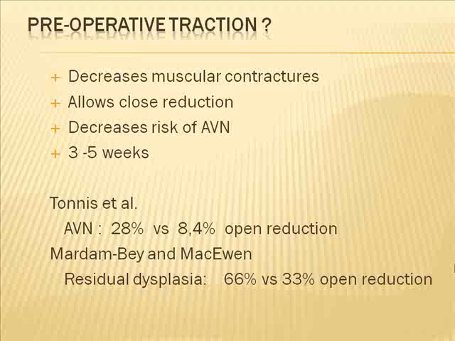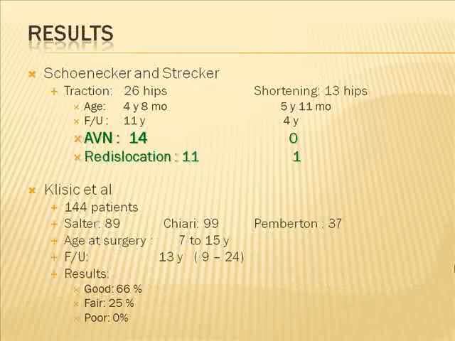And Tönnis and collaborators did a study in which AVN was present in 28% when you do traction and closed reduction versus 8% when you do a primary open reduction without traction. The same with respect to decreasing the number of dysplasia, McEwen's group saw 66% requiring acetabular procedures after closed reduction versus 33% with open reduction. But I want you to keep in mind these numbers of 33 and 8%, because those are going to be repeated, and this is one of the problems with open reduction at this age.